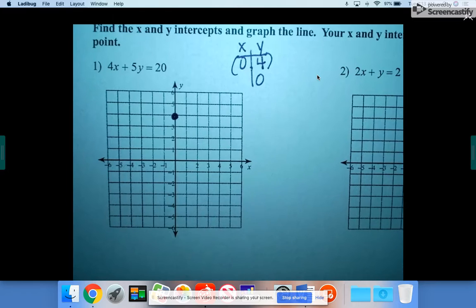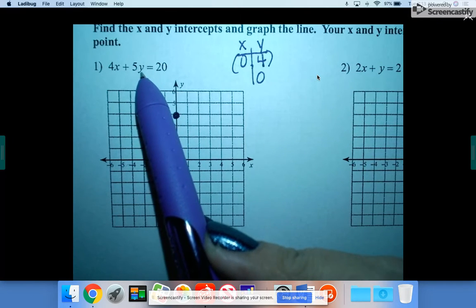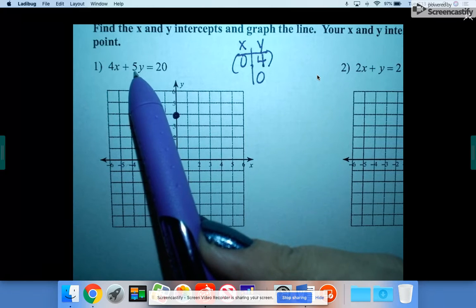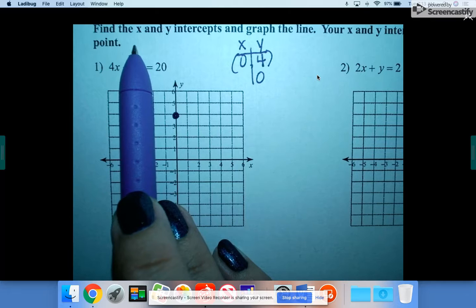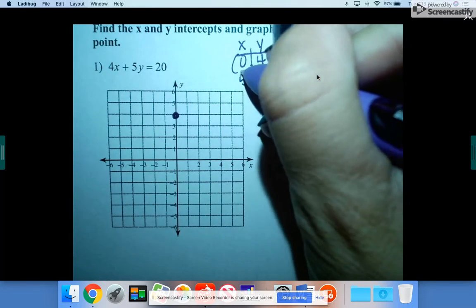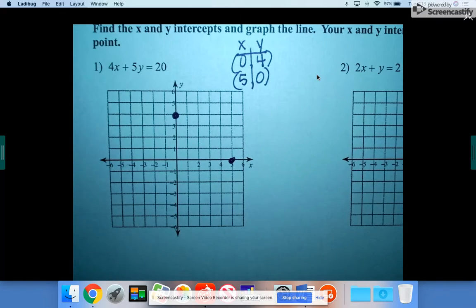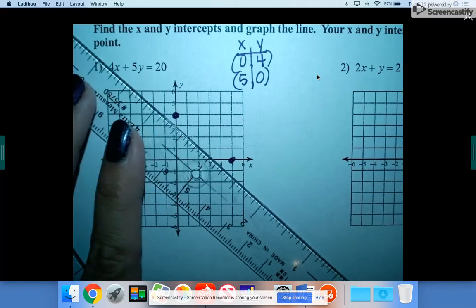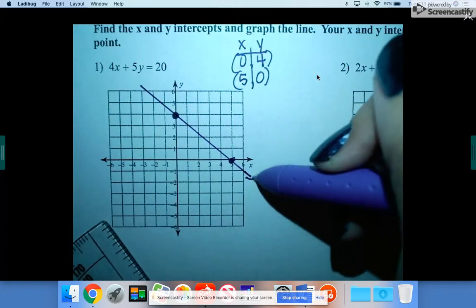So 0, 4. And then when y is 0, you would plug in 0 for y. 0 times 5 is 0. So that one goes away, which leaves 4x equals 20. So 4 times what number equals 20? 4 times 5. So 5 would be your x-intercept. So on the x-axis, it's at 5. And then you're just going to draw a line through, and you officially have your line. Be sure to put arrows on both ends.